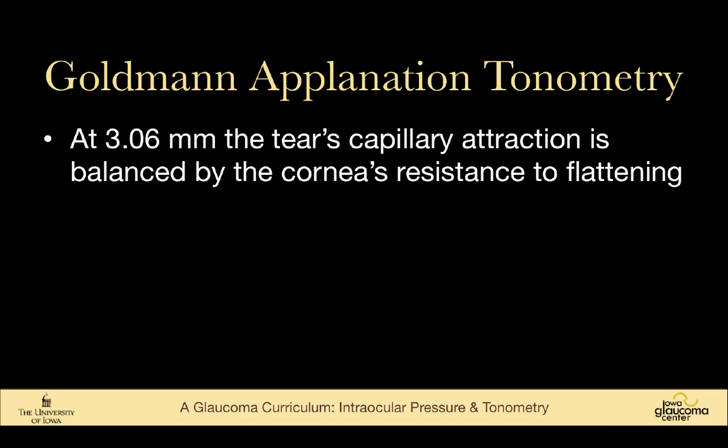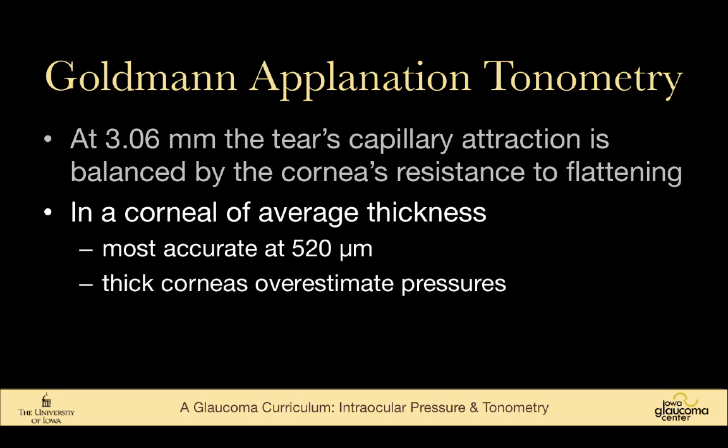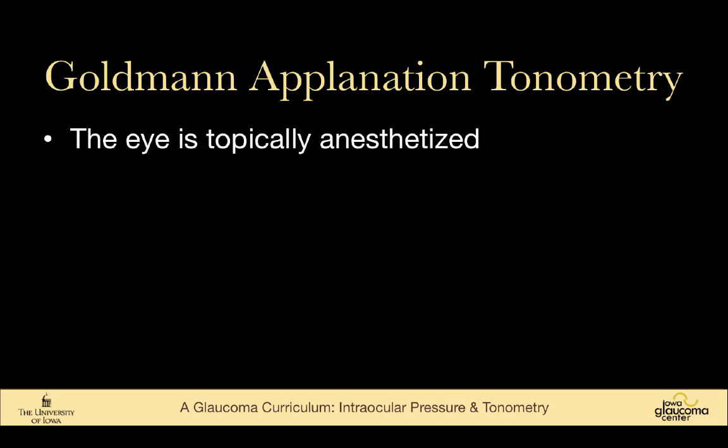At this diameter, the tear's capillary attraction, so that the tear is pulling the tono tip towards the globe, is balanced by the cornea's resistance to being flattened. And this is true for a cornea of average thickness, so it's most accurate at 520 microns. Thick corneas overestimate the pressure. Thin corneas underestimate the pressure.